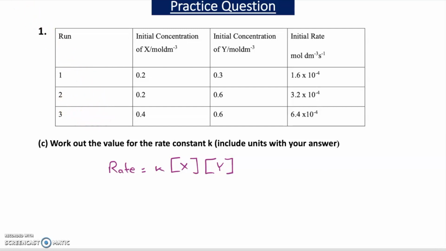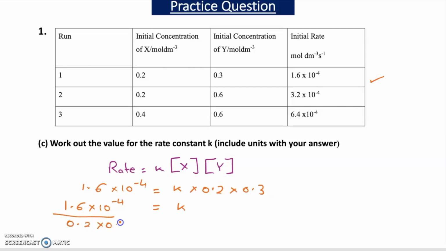Now, to work out the value of the rate constant k, all I need is the rate equation. Rate is equal to k times the concentration of X times the concentration of Y. And then I just substitute in the values from one of the runs. So if I use run 1, I have a rate of 1.6 times 10 to the minus 4. And that is equal to k times the concentration of X, and the concentration of X is 0.2 in run 1, times the concentration of Y, which is 0.3. So if I rearrange this, k is equal to 1.6 times 10 to the minus 4 divided by 0.2 times 0.3.